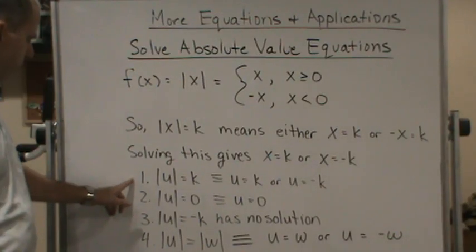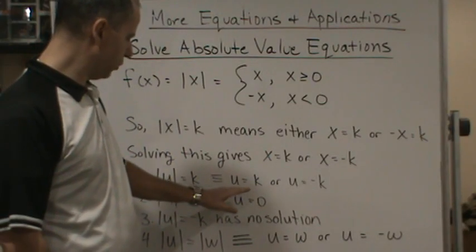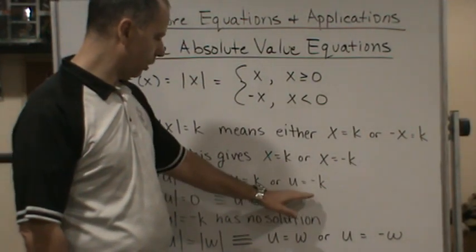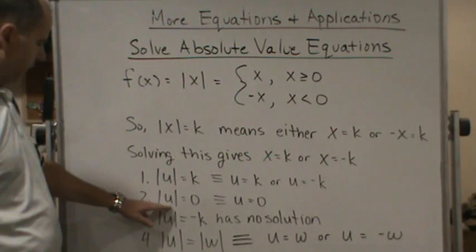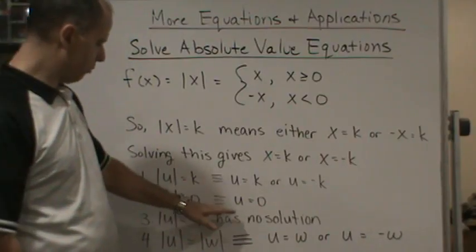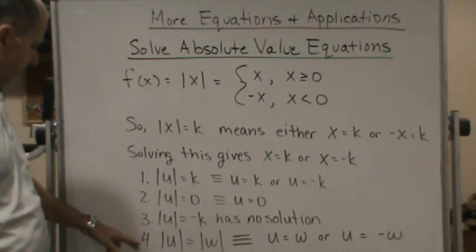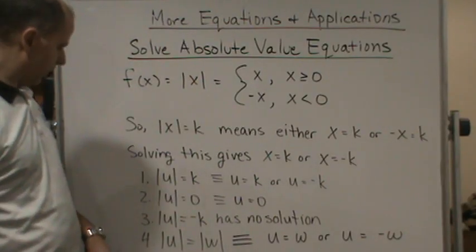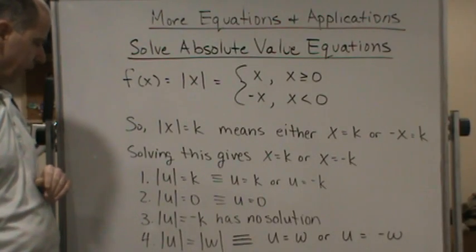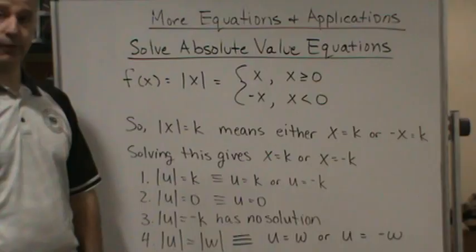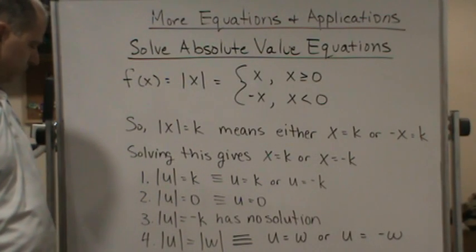Okay, if you're given the absolute value of u is equal to k, then that's equivalent to u equal to k or u equal to negative k. Case number 2, if you have absolute value of u is equal to 0, that's equivalent to just saying u is equal to 0. Case 3, if you have absolute value of u equal to negative k, then there is no solution to that. Okay? Because remember, absolute value function only returns a positive value. So 3 has no solution.